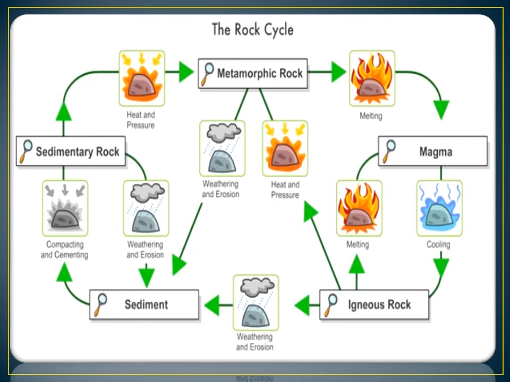Through the agents of erosion, all the sediments will be deposited in places with lower elevation. As years go by, they will be formed into layers. Compaction and cementation follow, now forming sedimentary rocks. Due to heat and pressure, the sedimentary rocks can turn into metamorphic rocks through metamorphism.